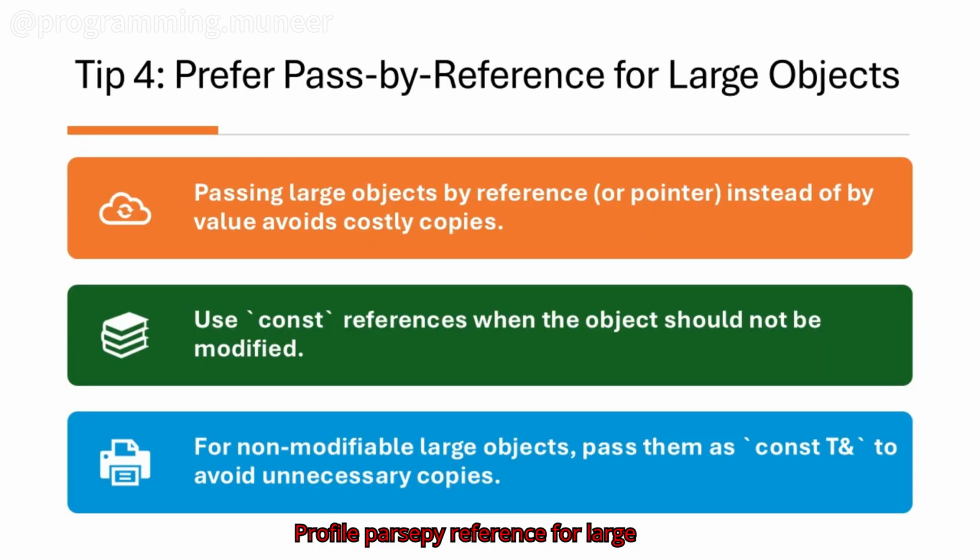Tip 4. Prefer pass-by-reference for large objects. Copying large objects in C++ can be very expensive, especially for complex types like large containers or classes. By passing objects by reference, or pointer, you avoid creating a copy. Using const references ensures that the object is not modified, making your code more efficient and clear.